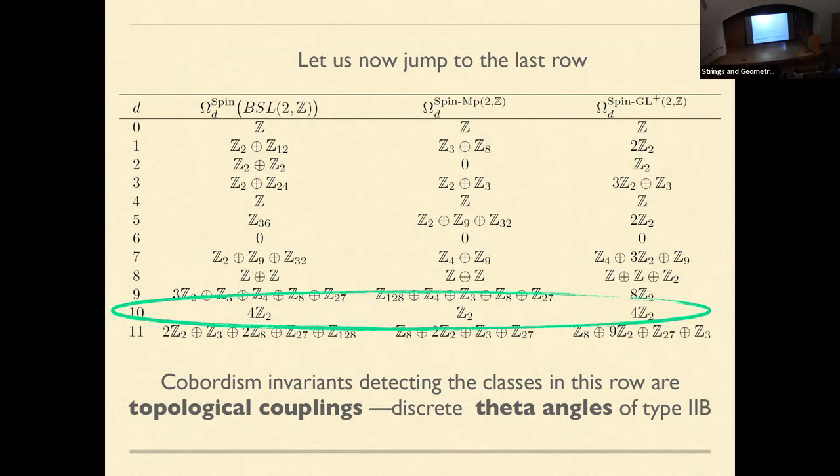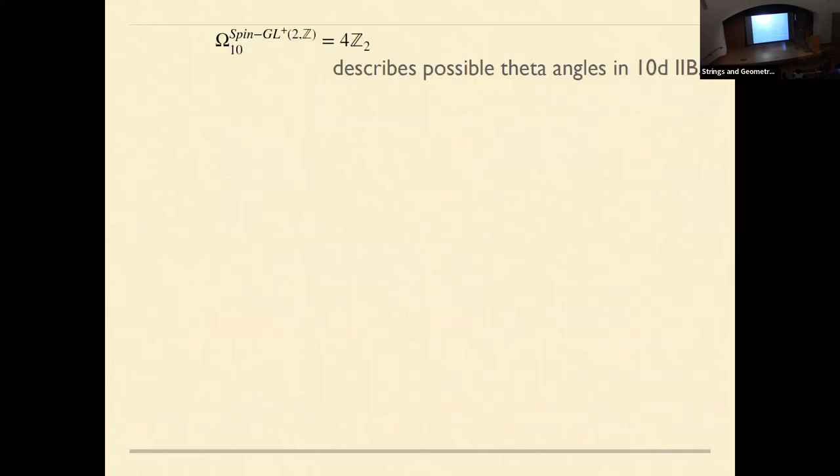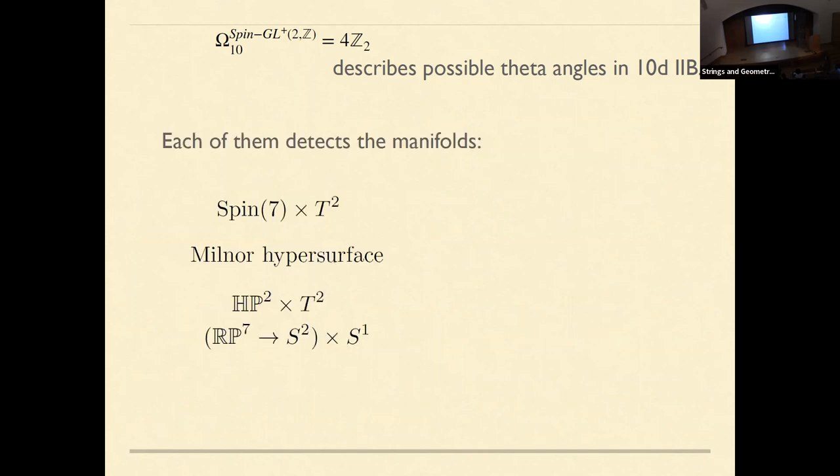Cobordism groups can also be used to classify topological field theories. The group omega 10 tells you which possible discrete theta angles you could turn on in type 2B supergravity in 10 dimensions. Type 2B supergravity is uniquely fixed by supersymmetry, but you could add discrete couplings. And we don't know which ones you could add and whether they are actually there or not. We have the same problem in M theory. For type 2B, we analyzed this problem by demanding discrete theta angles that are okay with duality.